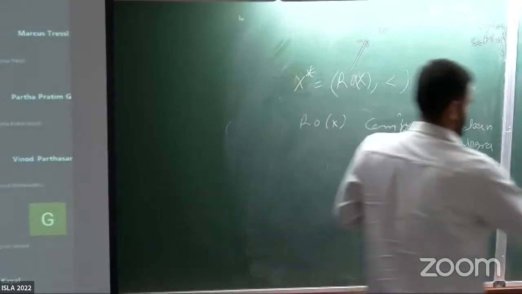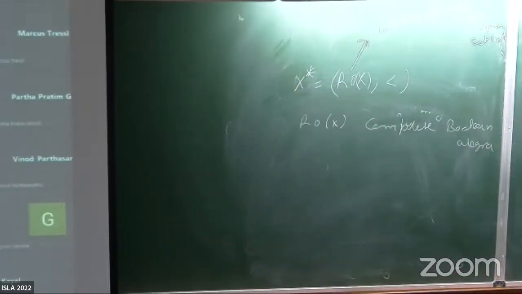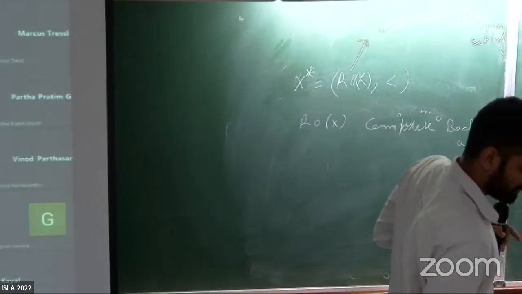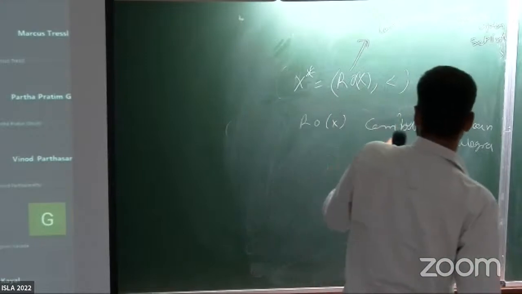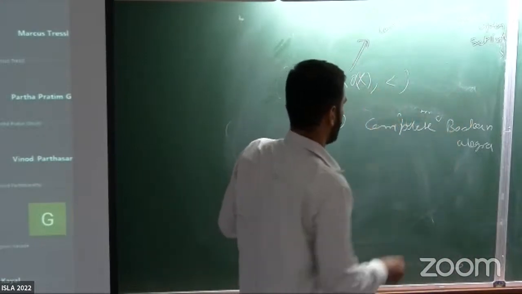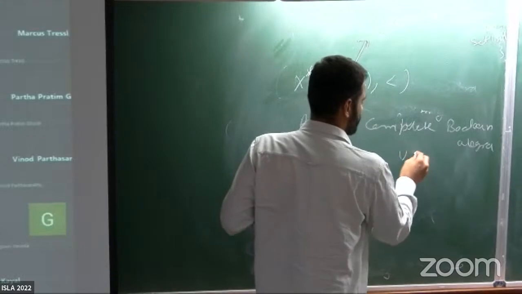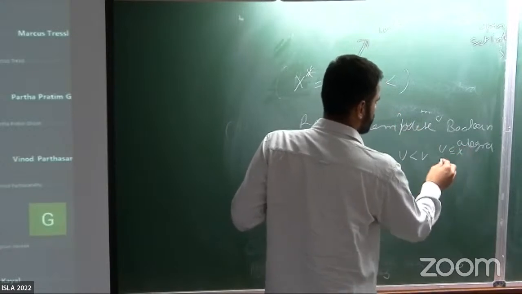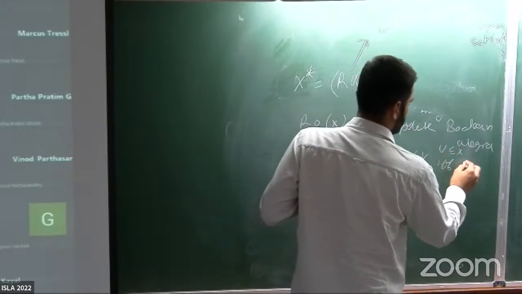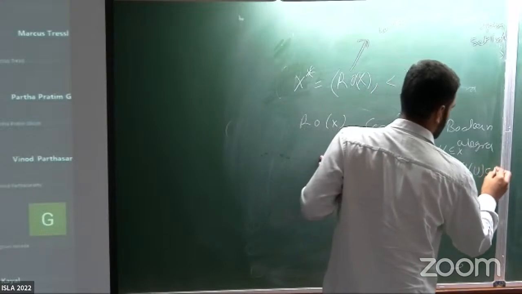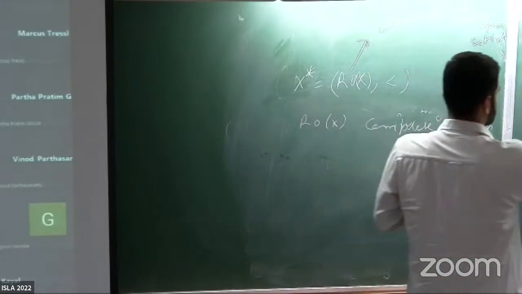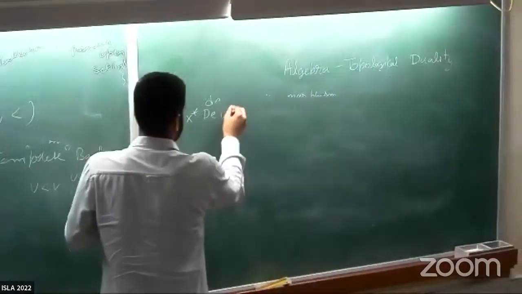Now the relation on R of X is defined as: if U is related to V, where U and V are regular open sets of X, then if and only if the closure of U is always a subset of V. And X star is a de Vries algebra.